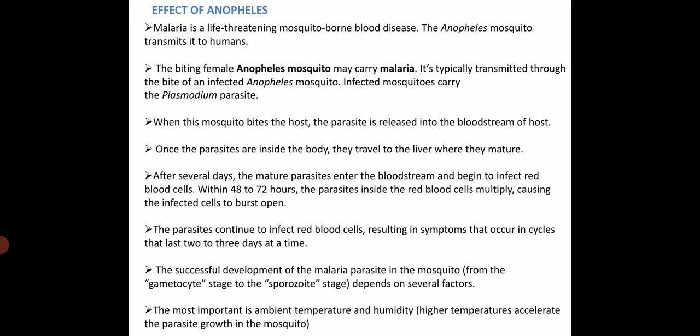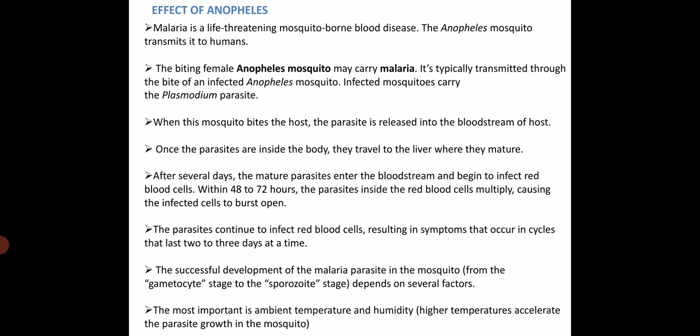So next, looking at the effect of Anopheles. Malaria is a life-threatening mosquito-borne blood disease. The Anopheles mosquito transmits it to humans. The biting female Anopheles mosquito may carry malaria. It's typically transmitted through the bite of an infected Anopheles. Infected mosquitoes carry the Plasmodium parasite.